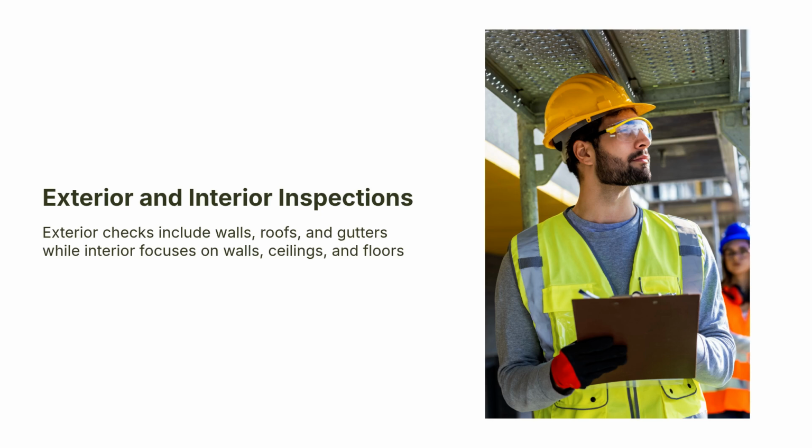Exterior inspections cover walls for cracks and paint condition. Roofs are checked for leaks and gutters for proper drainage. Doors and windows are inspected for sealing, while outdoor lighting is tested. Interior inspections address walls, ceilings, and floors for damage. Ventilation systems, staircases, and railings are assessed for safety.